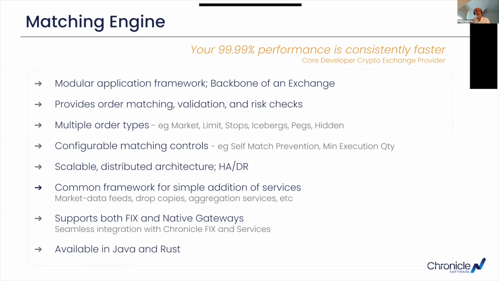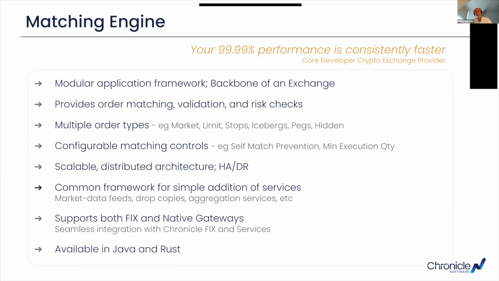So it's the core functionality which provides the matching, validation, and risk checks. And throughout the design, the focus has been on modularity. Different exchanges will typically have quite a bit of bespoke functionality as differentiators between one exchange and the other. And also, we want the framework to be common across asset classes. It needs to be asset class agnostic. So the same framework should be able to work across different asset classes.